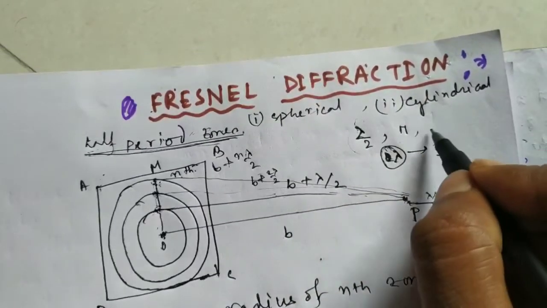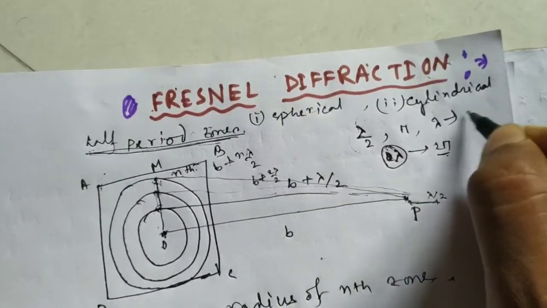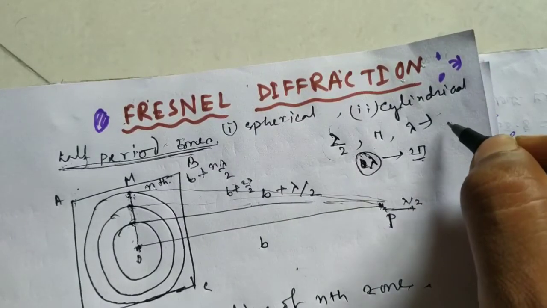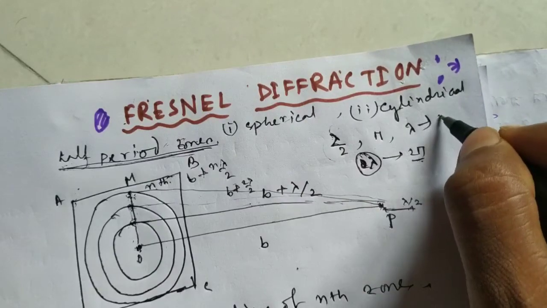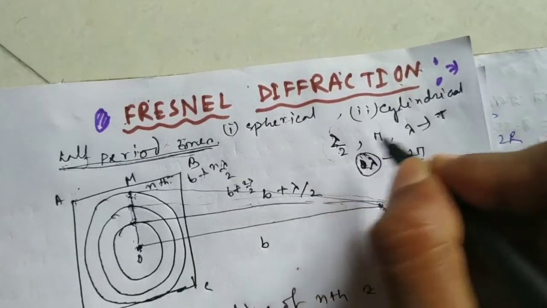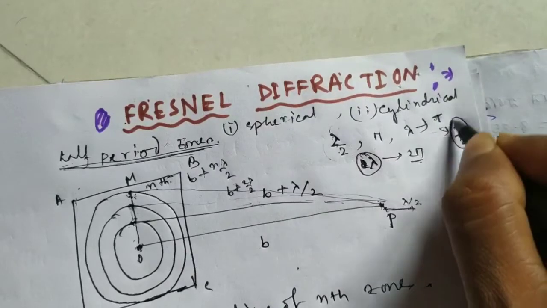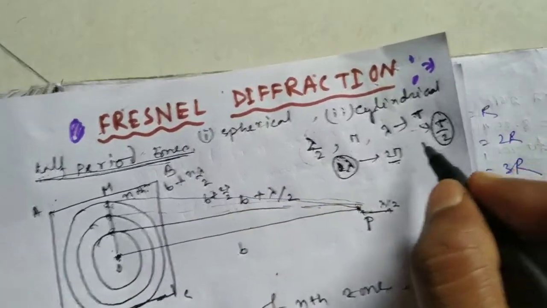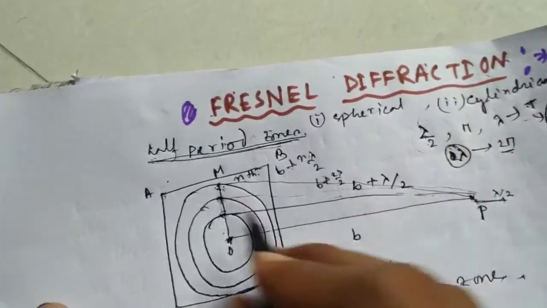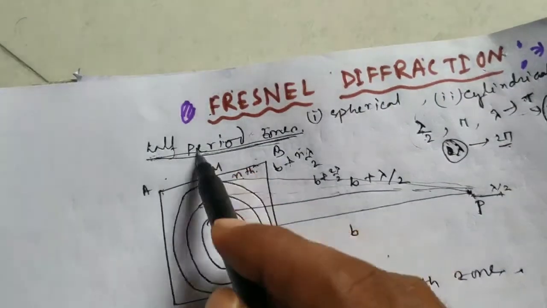And what about the time period? For lambda the time period is T. So for lambda by 2, the time period is T by 2. This is the difference between two zones, so the difference between their time periods is T by 2. So this is the half period zones. So why the half period zones?